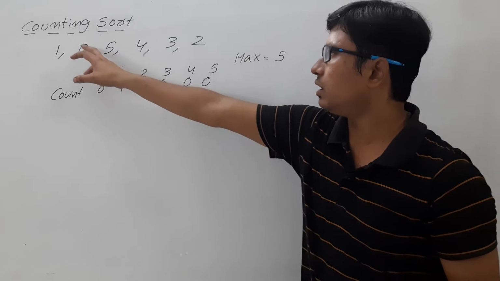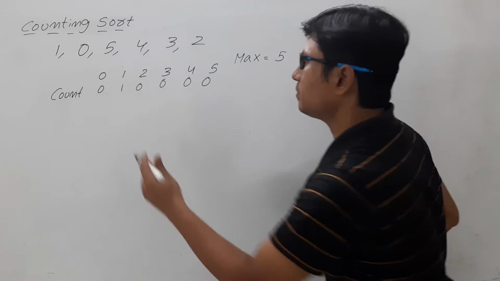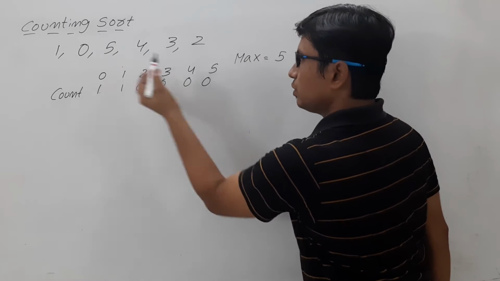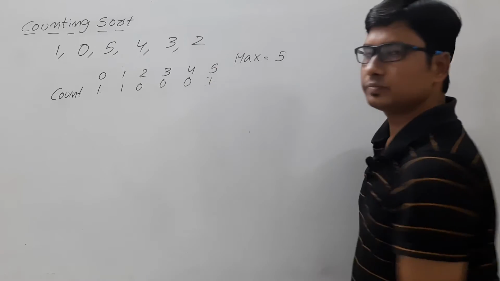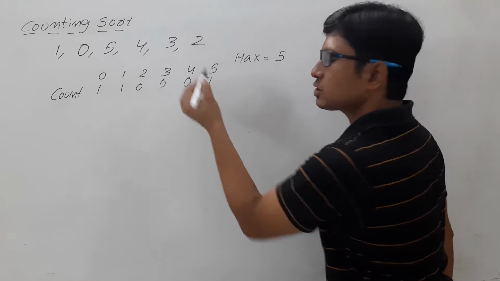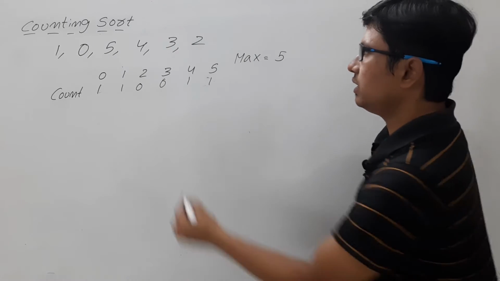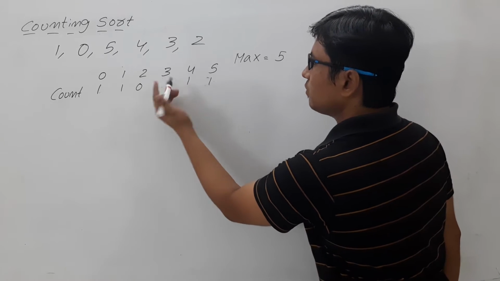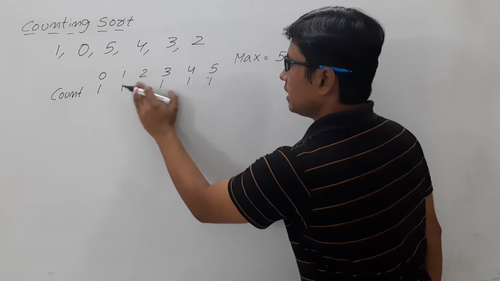Now go to the next input 0, go to the corresponding index 0 and increment the value. It will be updated as 1. Now 5, go to the corresponding index and increment the value by 1. Now 4, go to the corresponding index, increment the value, it will be updated as 1. Next 3, go to index 3 and increment the value by 1. Then 2, go to the corresponding index and it is 1.